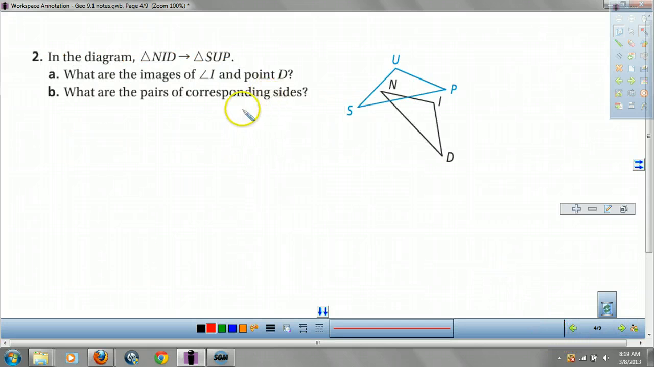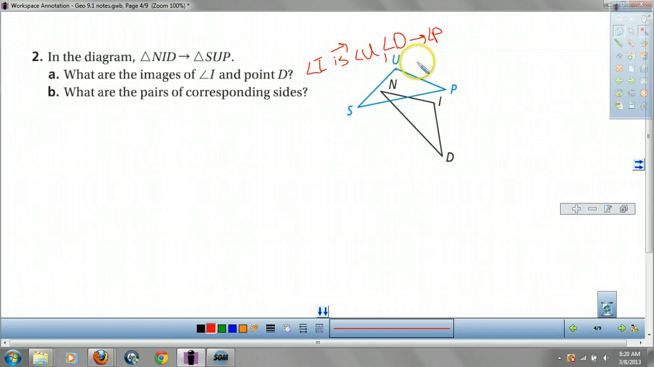Okay. So in this diagram, NID is mapped onto SUP. What are the images of I and point D? Well, because this is my pre-image, I is getting mapped onto U. Draw an arrow. And D is being mapped onto P.